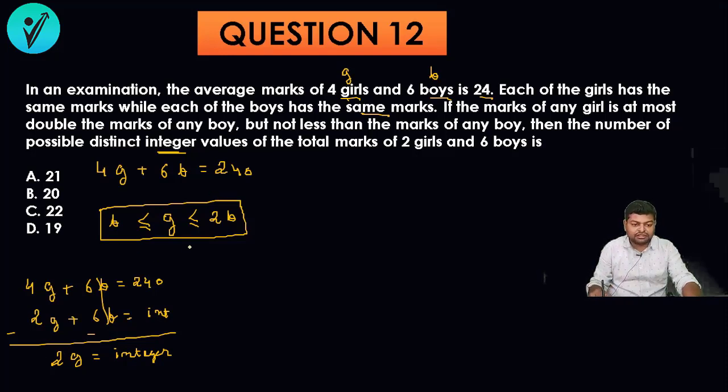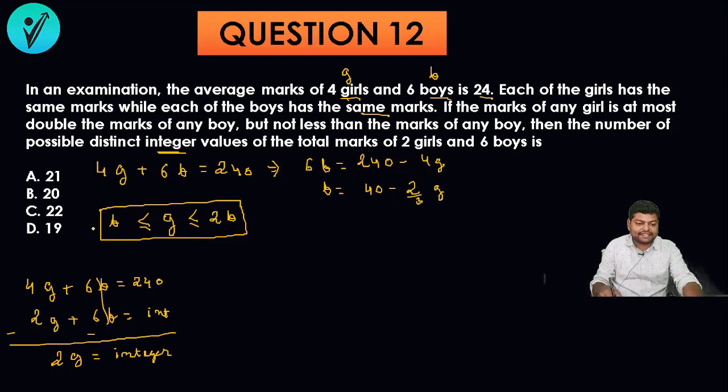Also we have this relation. So let's get the value of boys from this equation. If you simplify this equation, can we write it like this? Marks of 6 boys is equal to 240 minus 4g, and marks of 1 boy will be 40 minus 4 by 6, so it will be 2 by 3 g. Let's place the value of b in this inequality. So you'll have two inequalities. One will be 40 minus 2 by 3 g is less than g, but it is less than 2 times of it, so it will be 80 minus 4 by 3 g.